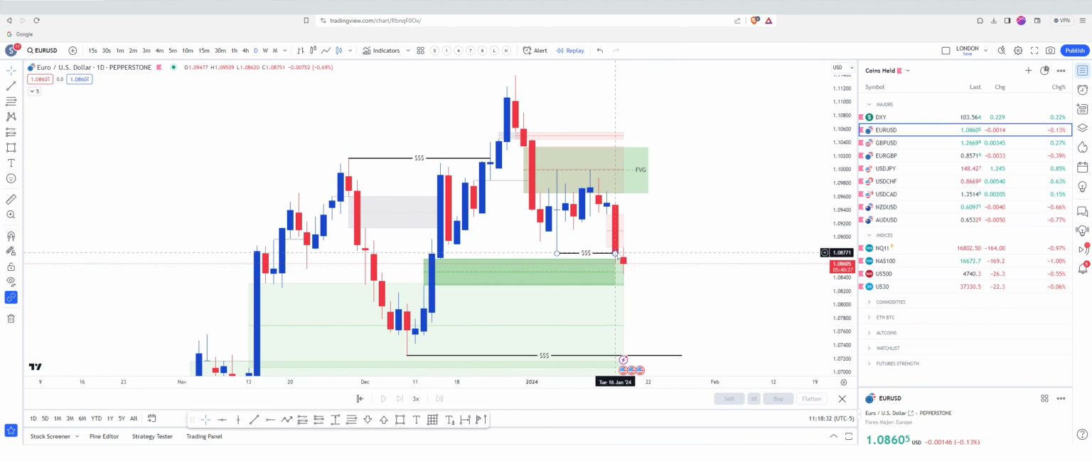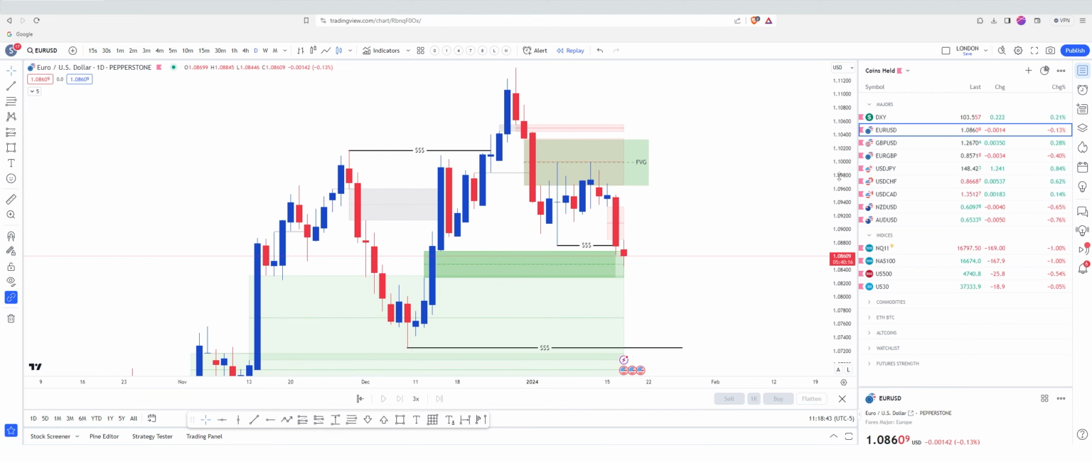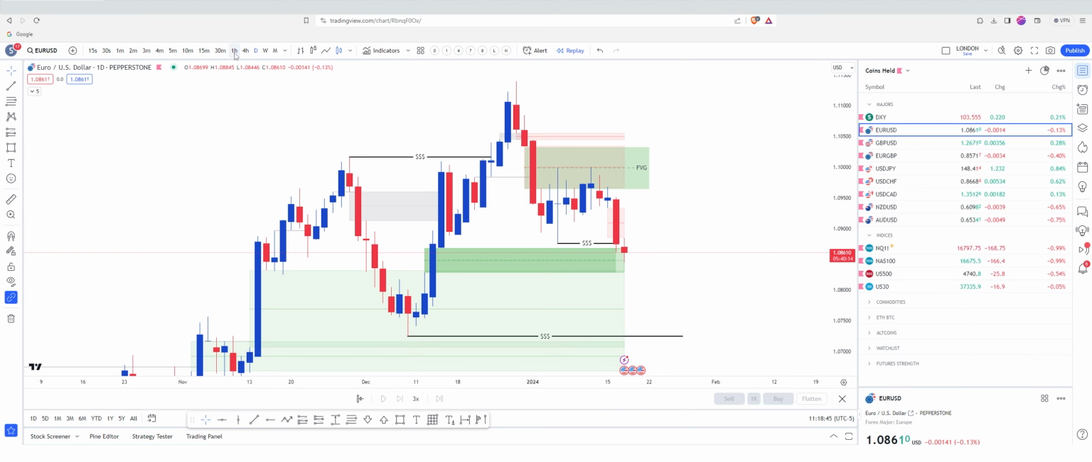Going into the London session, I was still bearish, hoping for a pullback into the range for then a continuation through to target this sell side liquidity. Let's drop onto the hour now and look at the price action with our bearish bias in mind.